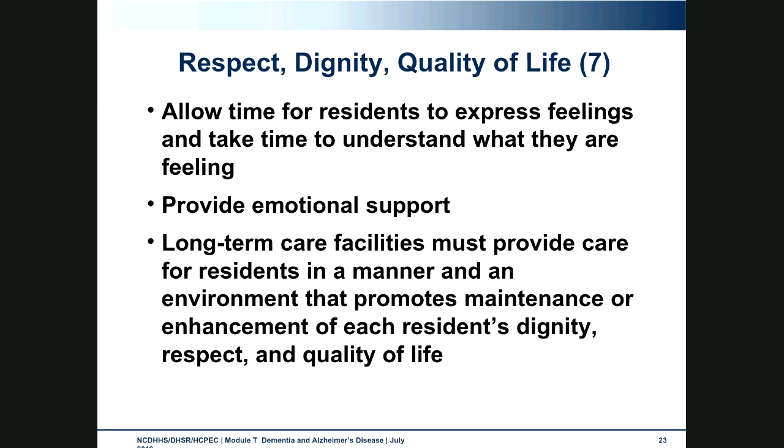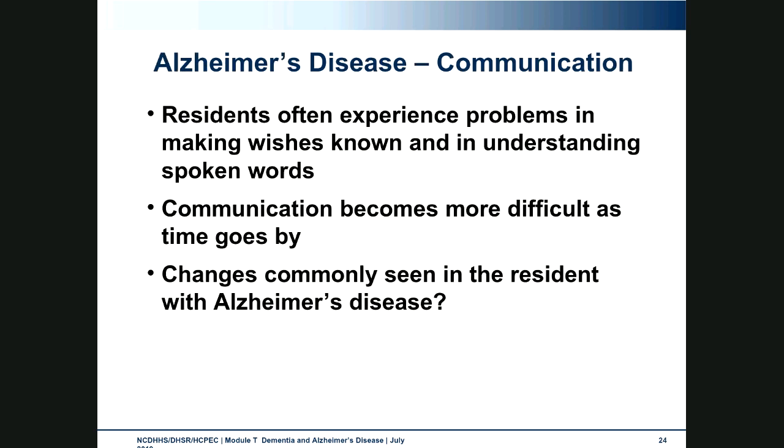So communicating with the resident with Alzheimer's. Residents often experience problems making wishes known or understanding the spoken word. So of course this makes communication more difficult as the disease progresses. So things that you may see is the resident may have an inability to recognize the words or a phrase. They may not be able to name the object. They may know what a toothbrush is, and they may know what to do with the toothbrush, but they couldn't name the toothbrush to ask for it by name.